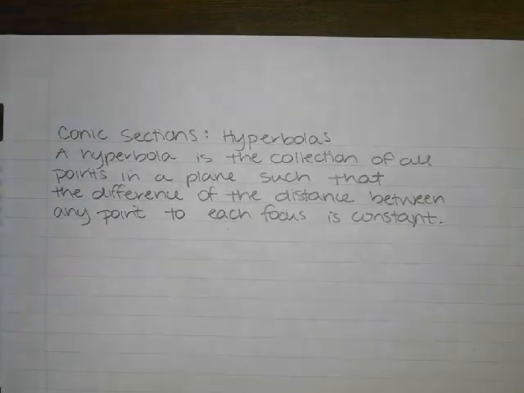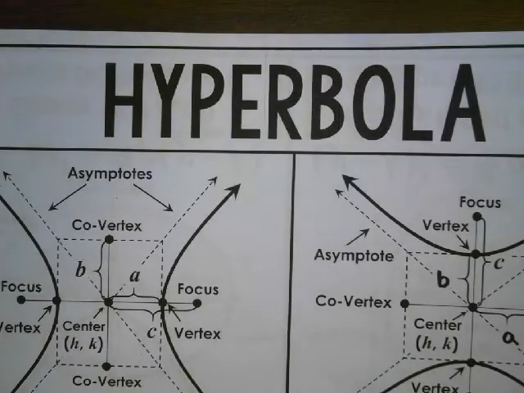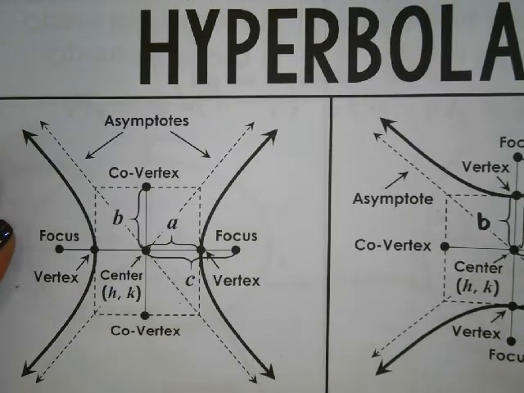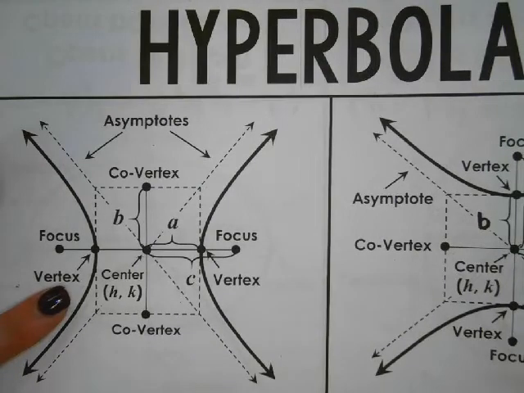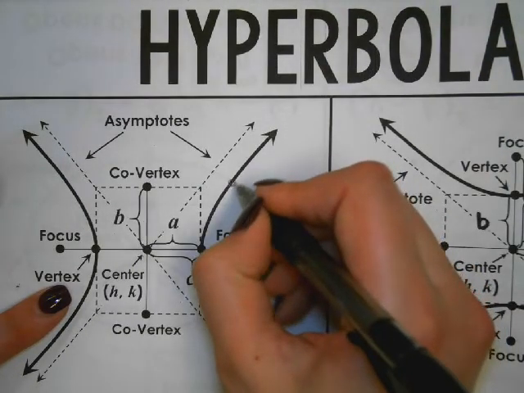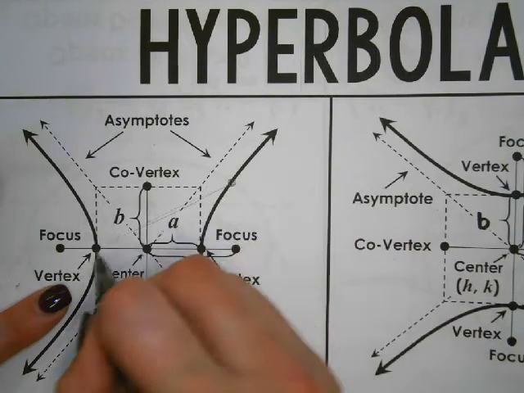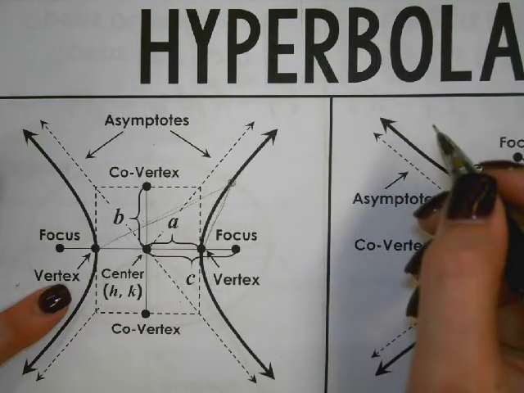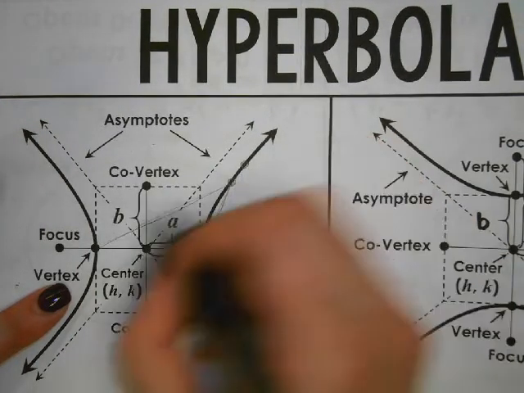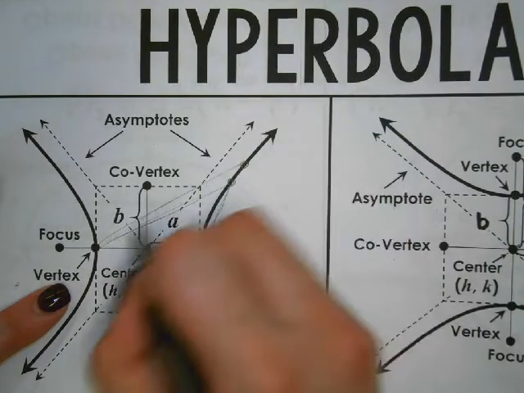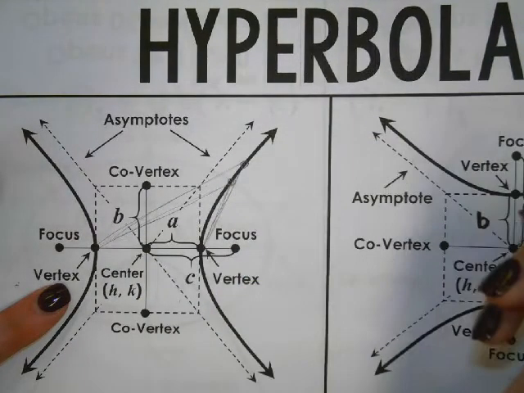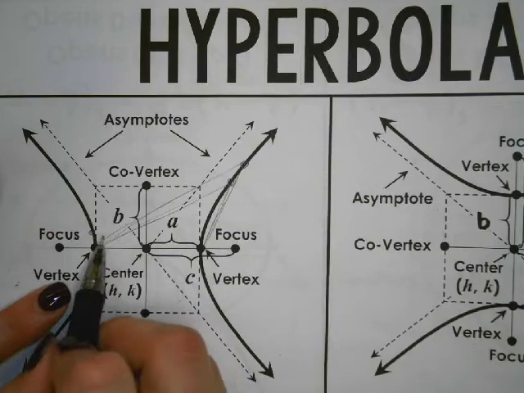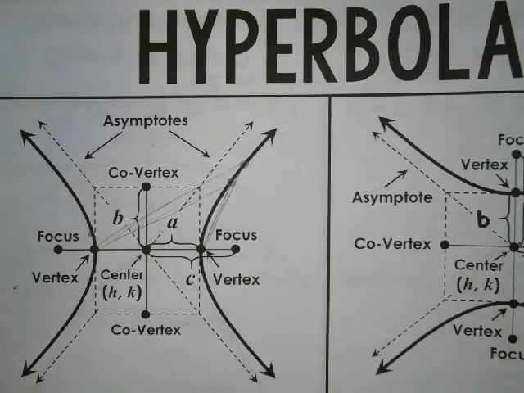So if you look at the back page of your resource packet on conics, you can see two different pictures of hyperbolas, two different orientations depending on the equation. So what the definition means is if I pick a point right here, and I find this distance and this distance, and I subtract them, that number is exactly the same as if I take this point and find this distance and this distance and subtract them as well. And it's exactly the same number as if I take this point right here and find, oh, I was looking at the vertices, not the focus.